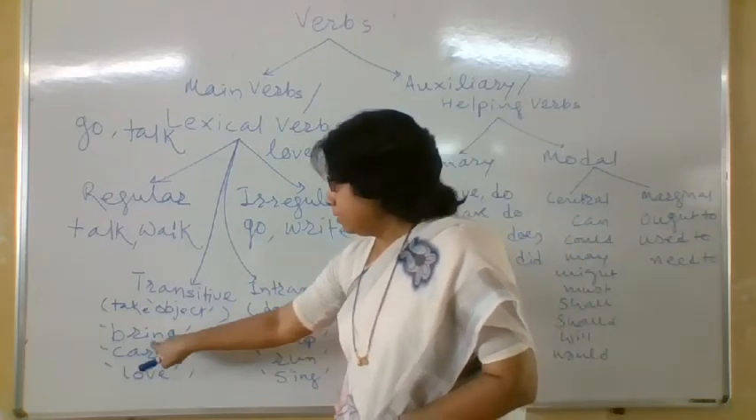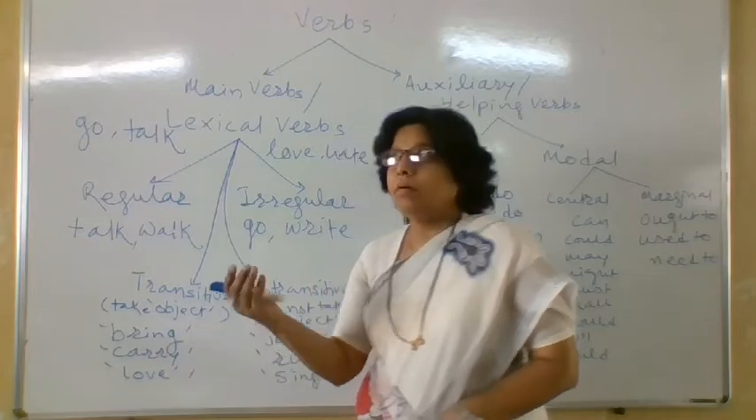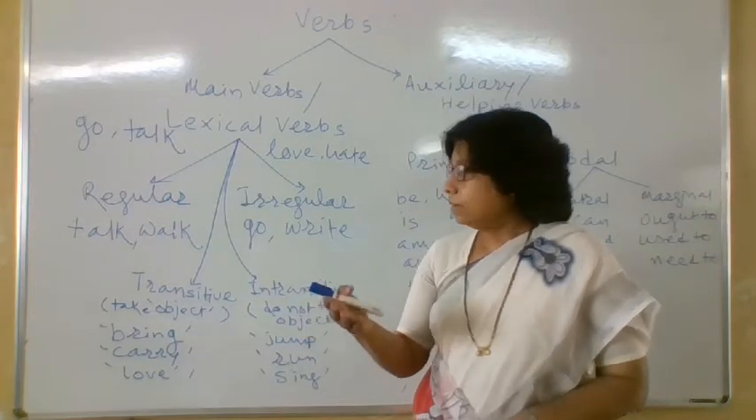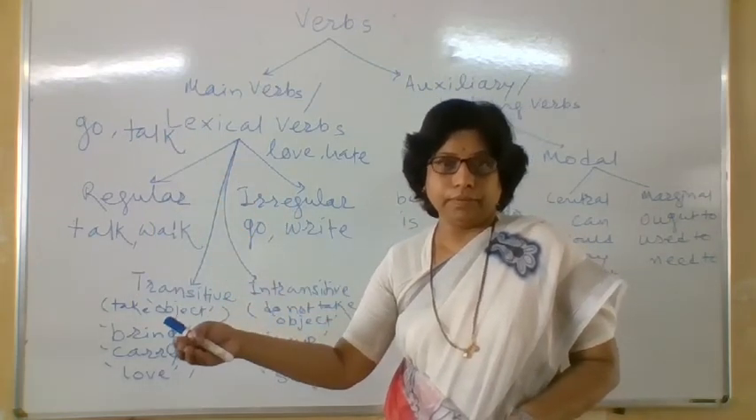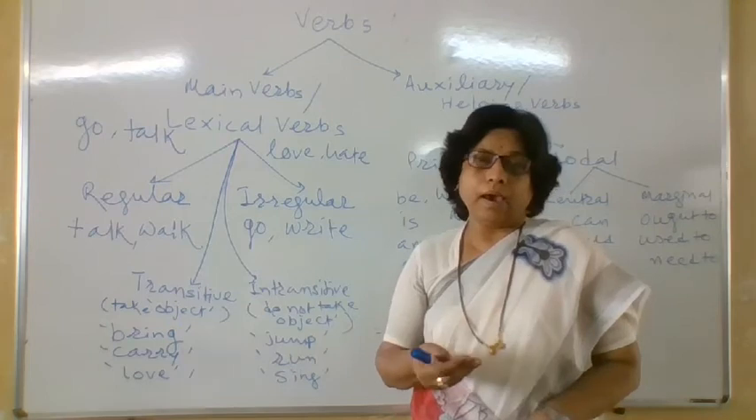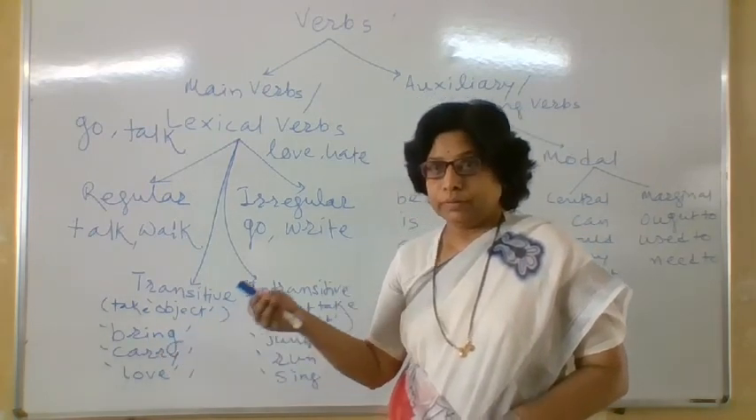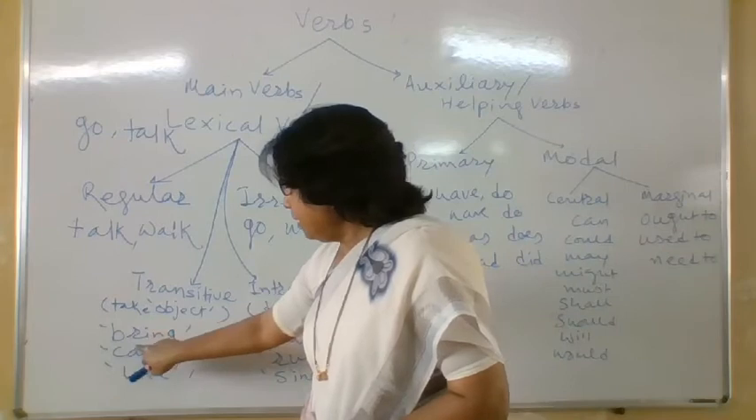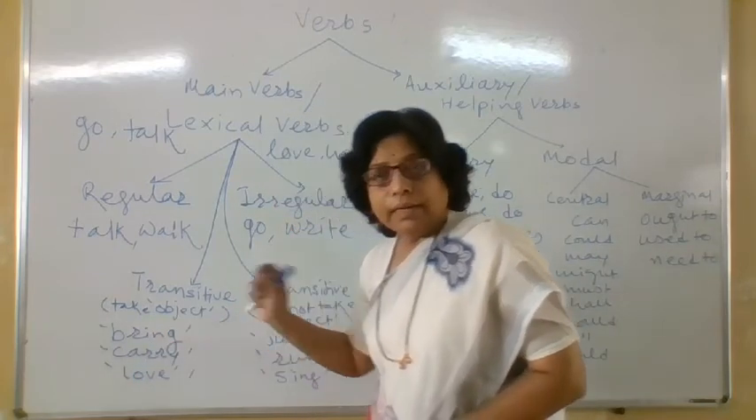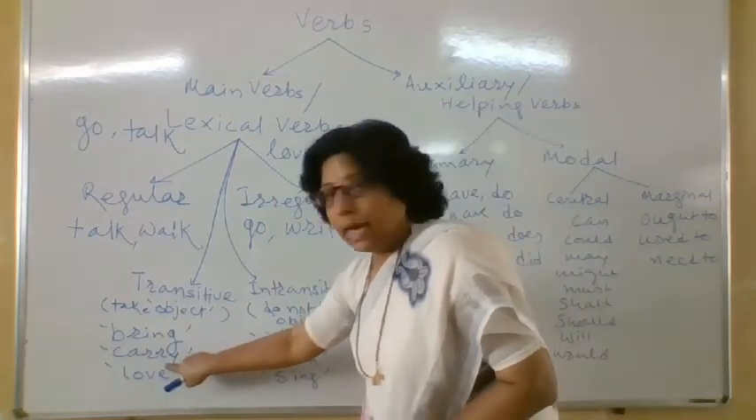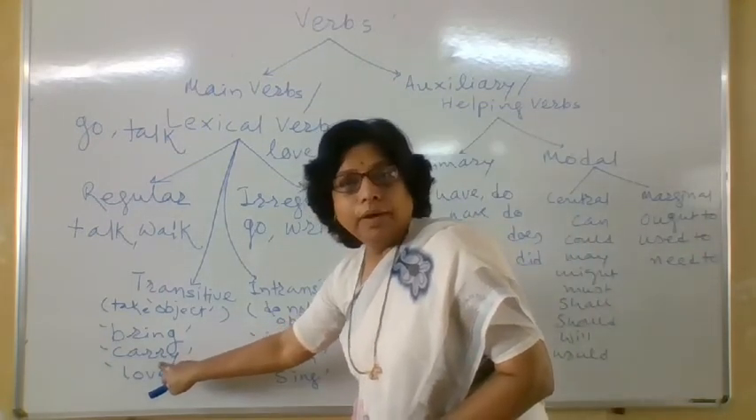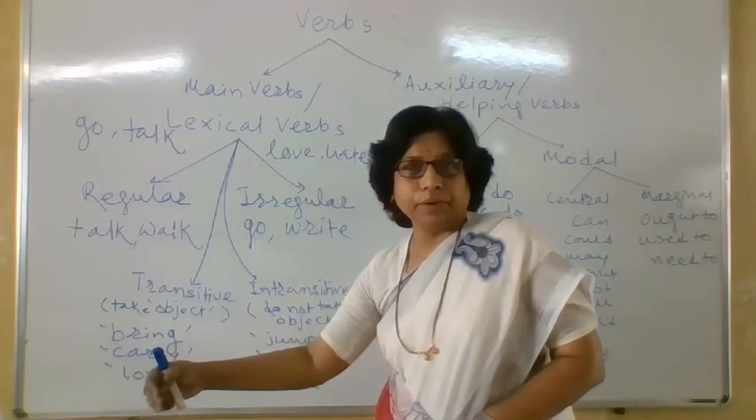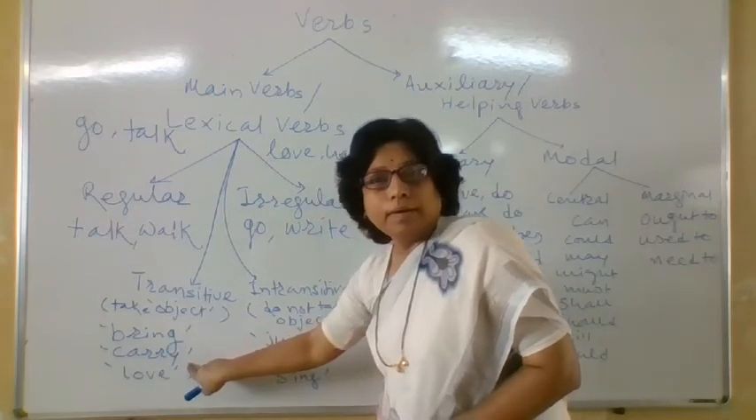For example, bring. She brings coffee. I have a cup of coffee. Right. So bring is a verb that needs an object. Carry. It's not enough to use this verb in isolation or in an independent way. It needs some object in front of that. So that is known as a transitive verb.